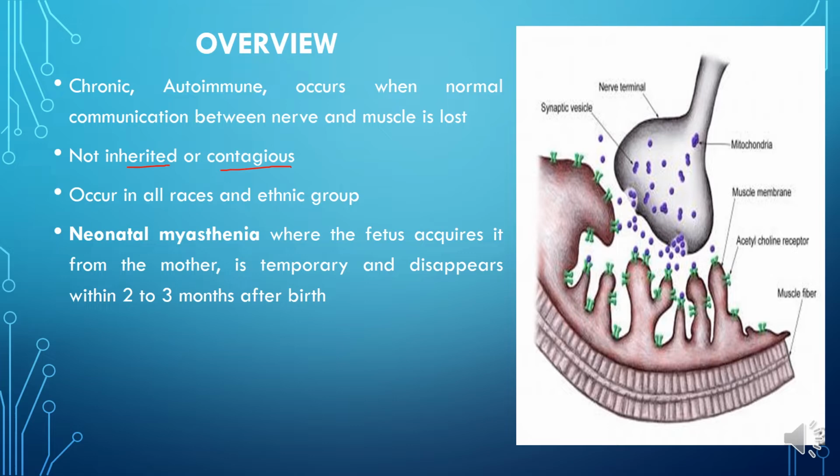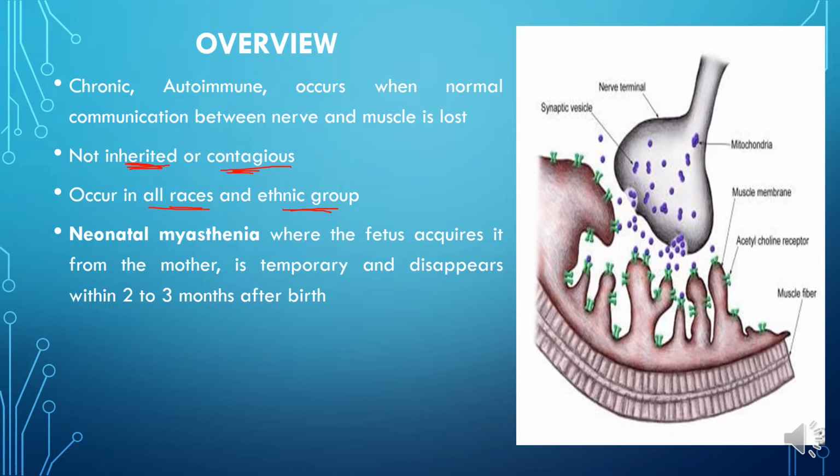And also the positive thing is that it is not related to a particular race or ethnic group. In many other diseases we see that people from a particular race are more susceptible, more prone to certain types of disease, but that is not the case with Myasthenia gravis. It occurs in all races and ethnic groups. Also, it is not a genetically related disease, it is not inherited, and it is not contagious.